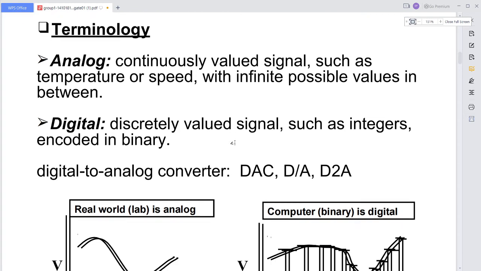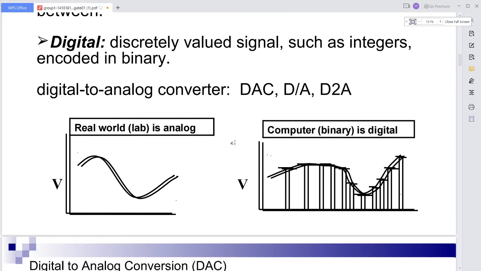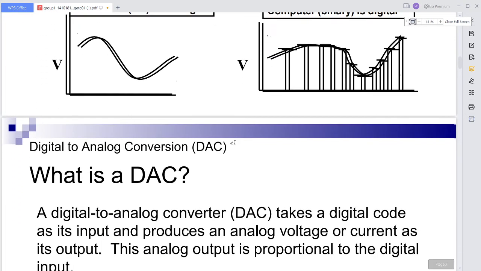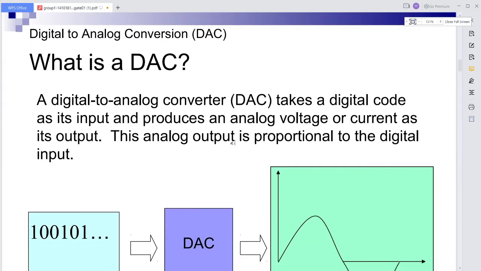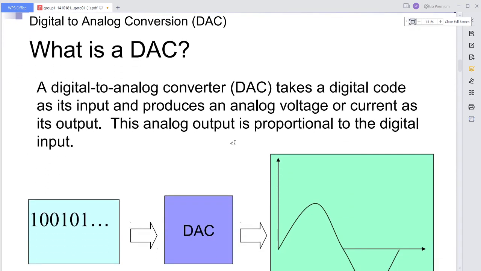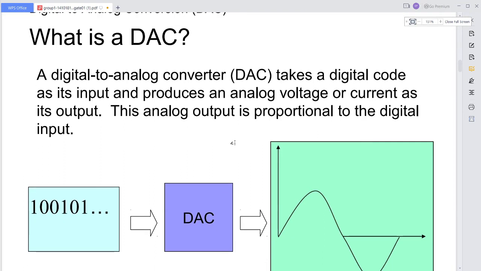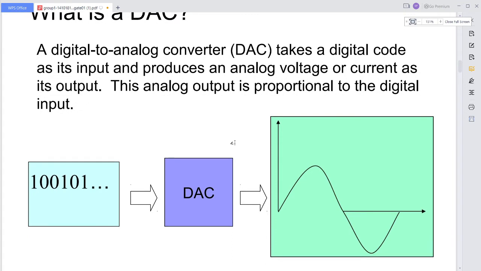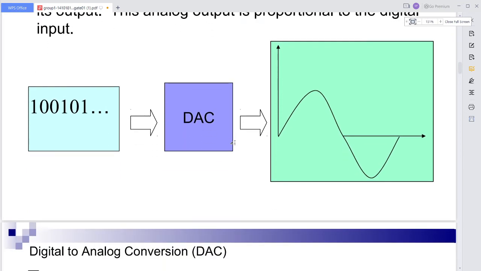All these things we have studied in the previous class: what is analog, what is digital, what is a converter, what is a DAC. We know that a DAC is a digital to analog converter. It takes the digital form of data as an input, and it converts it into an analog voltage or current as its output. Digital form means the data which is in zeros and ones, which we call digital.